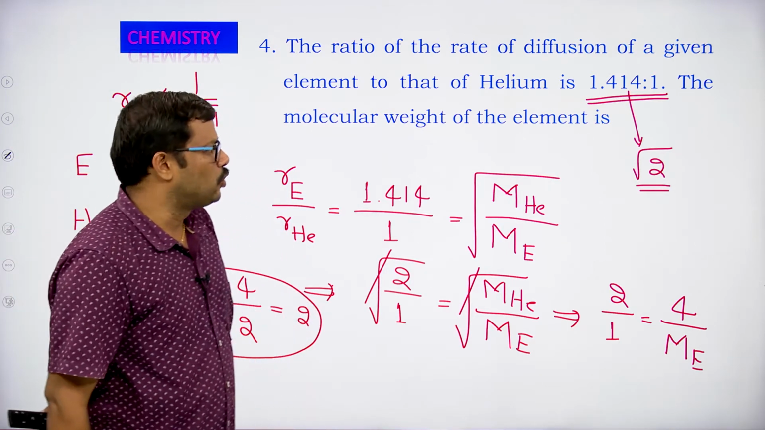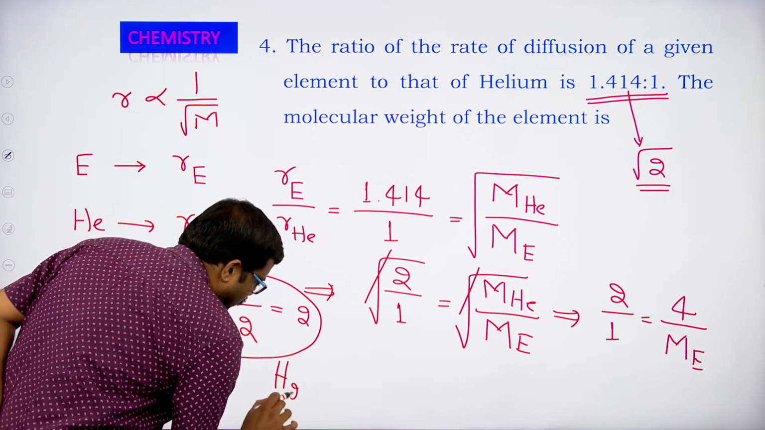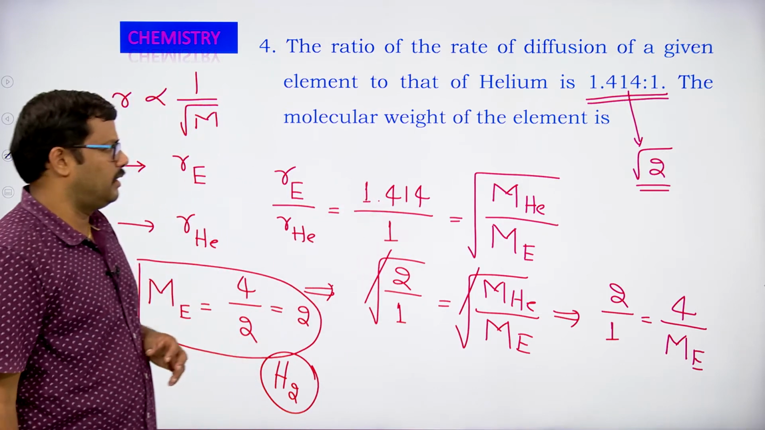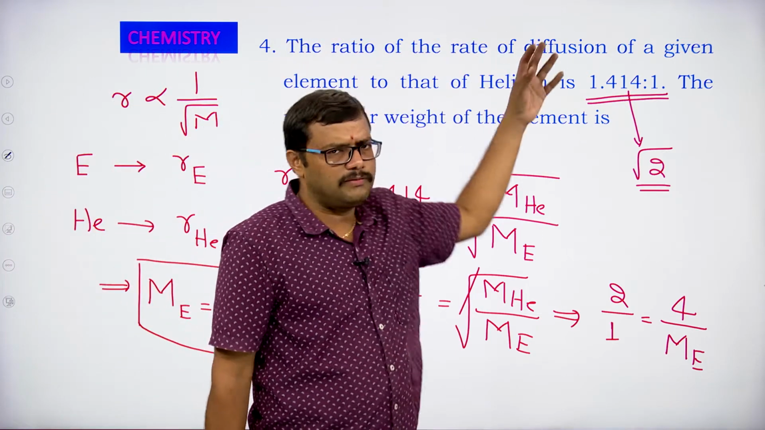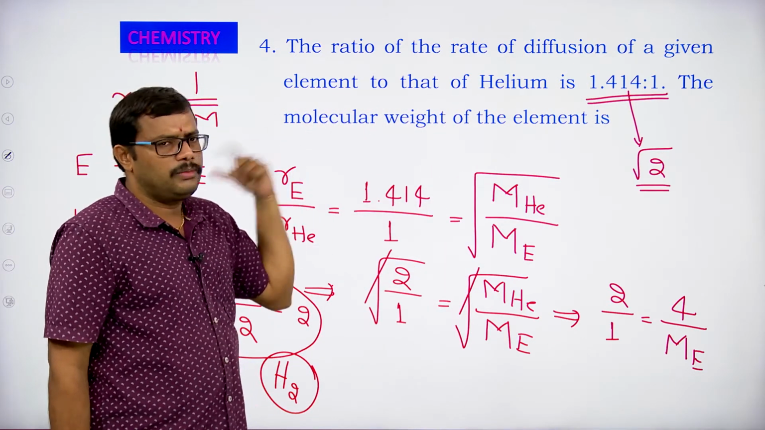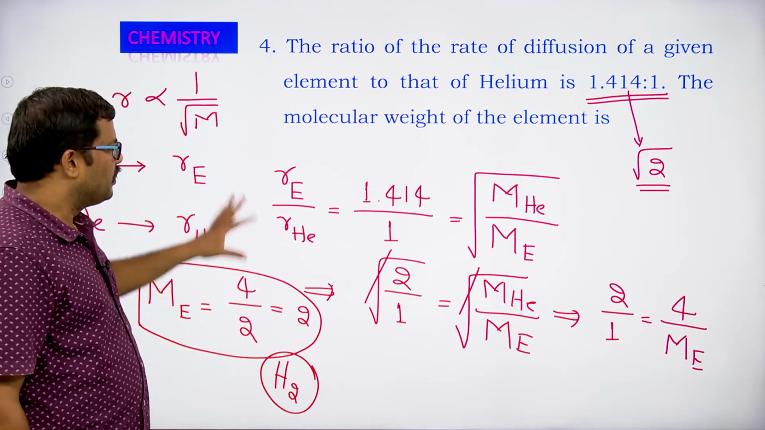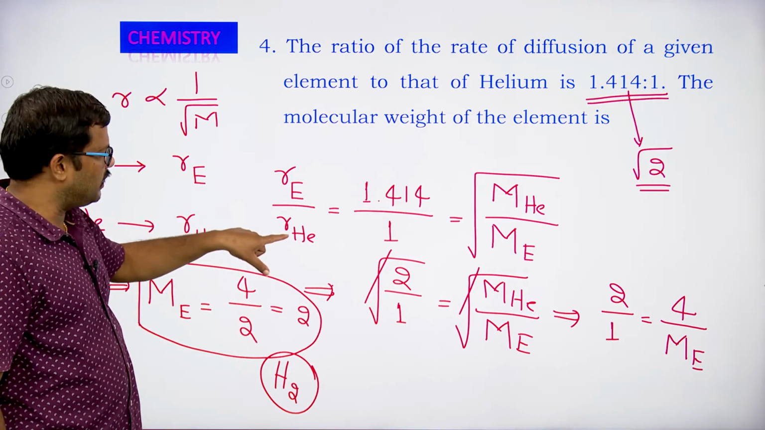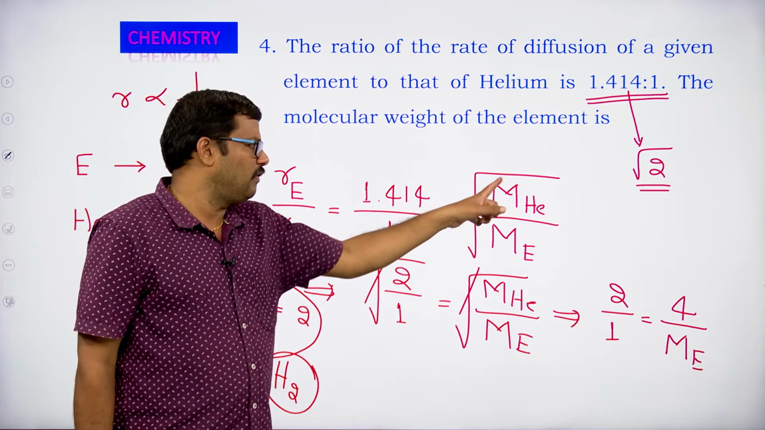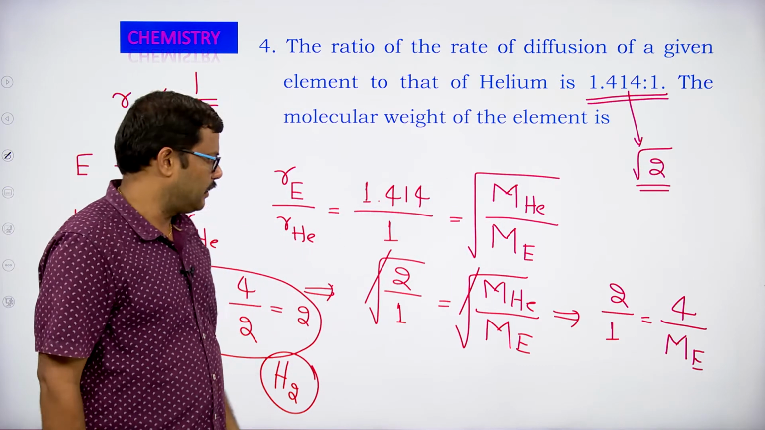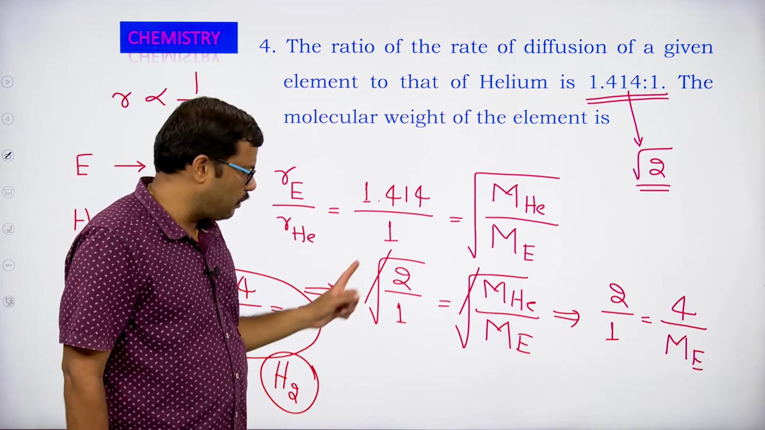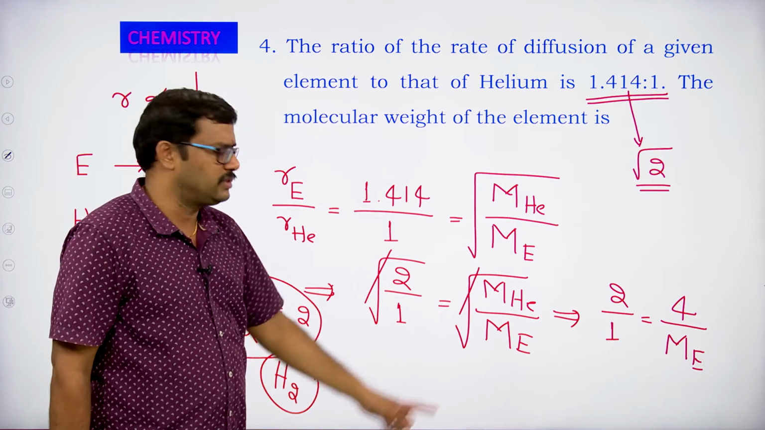The molecular mass of the element is 2, which means it should be hydrogen gas. So what we have done here: the ratio of the rate of diffusion of the element and helium is given, and we are supposed to calculate the element's molecular mass. It is in reverse way they have given. So we have written the rate of diffusion of the element and the rate of diffusion of helium this way, 1.414 by 2 is equal to the root of the molecular mass of helium by the molecular mass of the element. 1.414 is root 2. So I am writing root 2 by 1 equal to the root of MHe by ME.